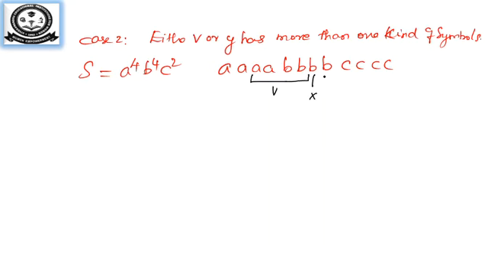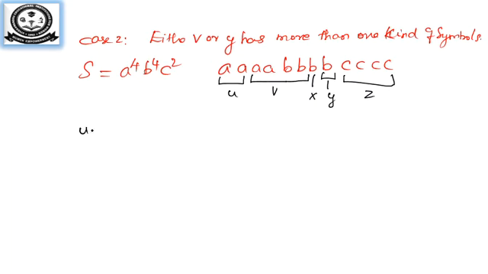Again, y should be of some combination. Let me take it as a single string itself. So I will take this b alone as my y, and the rest of the terms will be z, and the first two a's will be u.